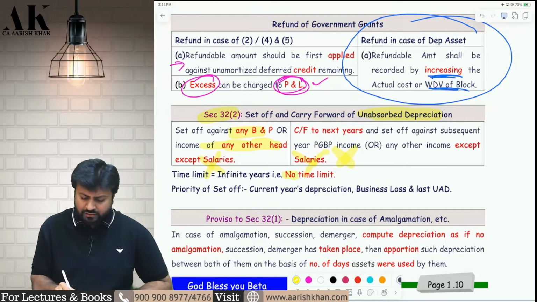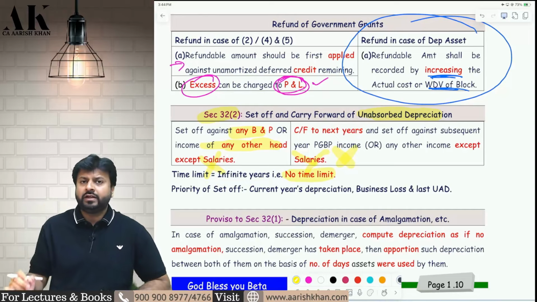Time limit for carrying forward. There is no time limit for carrying forward. You can carry forward till infinity, till your life. Okay. Forever you can carry forward.